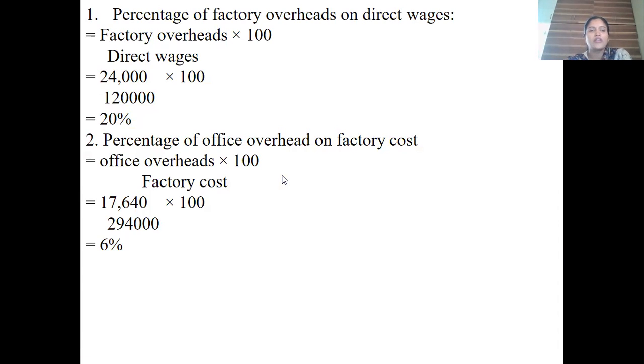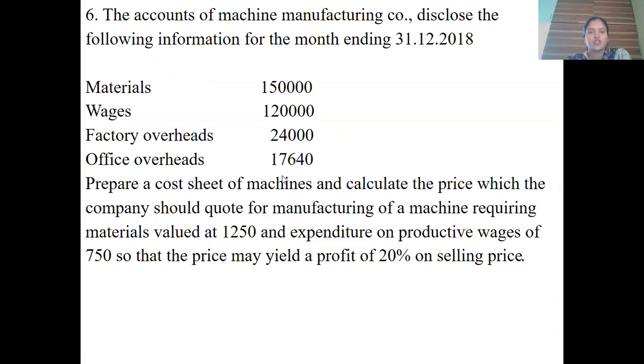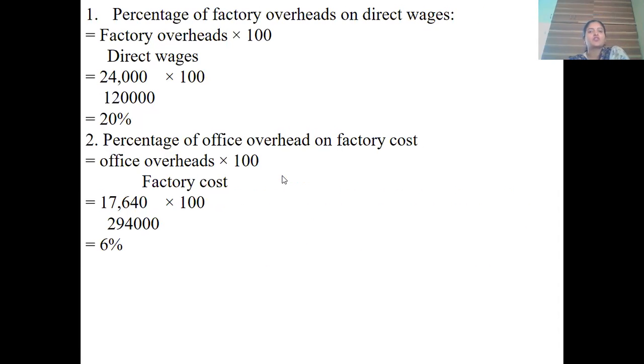Next up, how we need to go for an estimated cost sheet. See here, prepare a cost sheet of machines, calculate the price which the company should quote for the manufacturing of a machine requiring materials 1,250 and productive wages 750. Profit is asked as 20% on the selling price. So you need to calculate the percentage of factory overheads on direct wages.